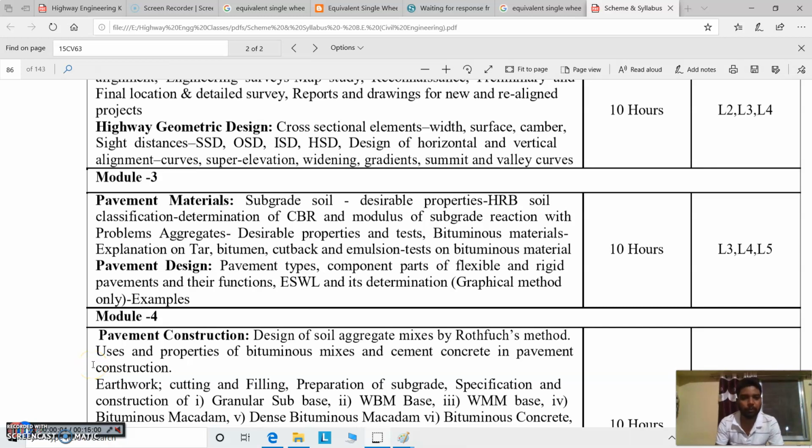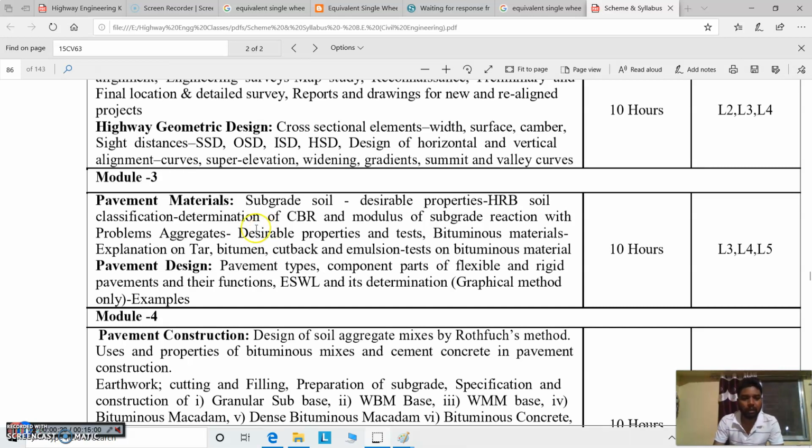Welcome students. In the previous class we have already completed the first part of module 3, right? In this module 3 we have studied the determination of CBR, California bearing ratio, and the modulus of subgrade reaction, and the problems on both modulus of subgrade reaction and California bearing ratio.